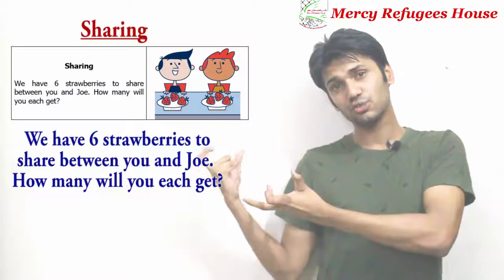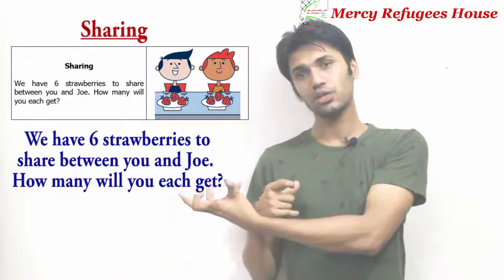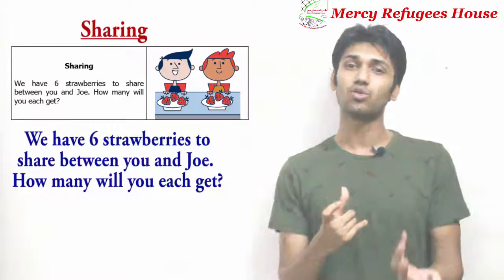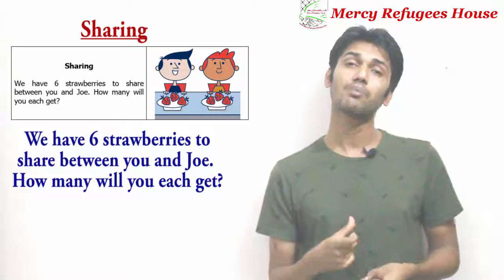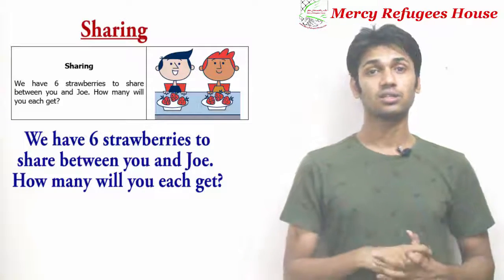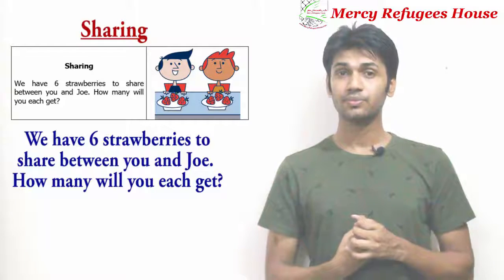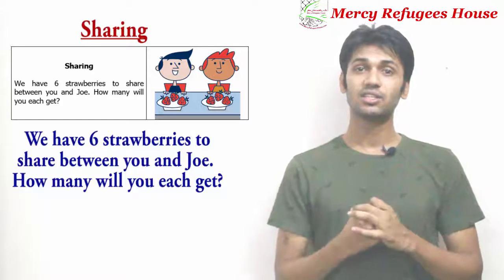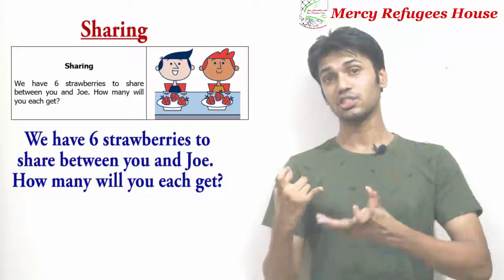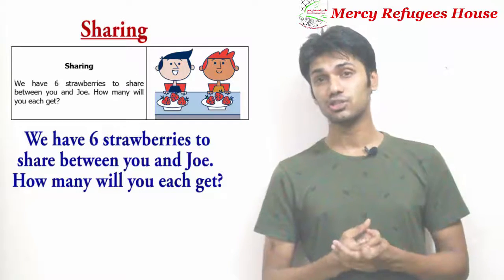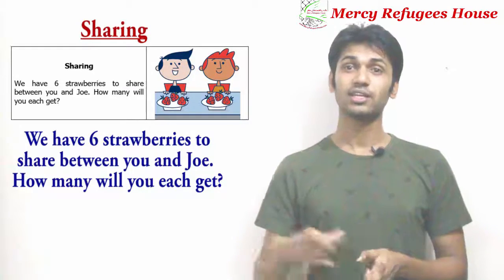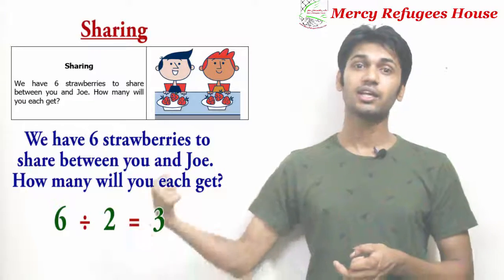You have the total. See, here you get the total number. From the multiplication, we wanted to find out the total. Now we are being given the total and we want to find out how many each of us is going to get. So we have a total of 6 strawberries and we're going to divide it equally among these 2 people. So how many is each going to get? It is going to get 6 divided by 2.